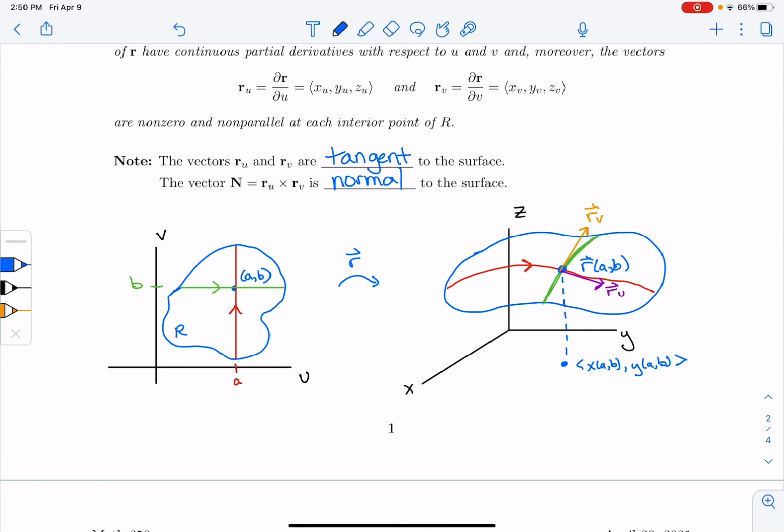So we can define one more vector. That vector is the cross product of r sub u and r sub v. That will be normal to the surface. So I'm going to draw something that's perpendicular to both r sub u and r sub v. And that will be a normal vector to the surface. And these tangent vectors and these normal vectors are going to be helpful for us in later computations with these parametric surfaces.